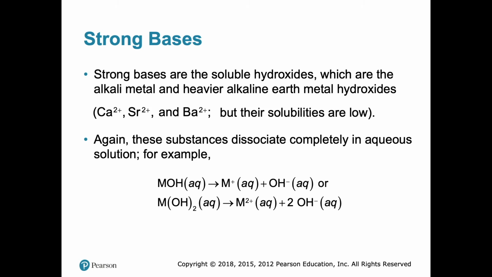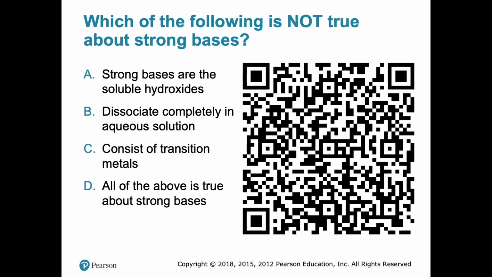Let's see here. Strong bases are soluble hydroxides. Let me make sure I got this all written down or told you. So this is your next question. Which of the following is not true about strong bases? Strong bases are soluble hydroxides. They dissociate completely in aqueous solution. They consist of a transition metal. Or all of the above is true about strong bases.